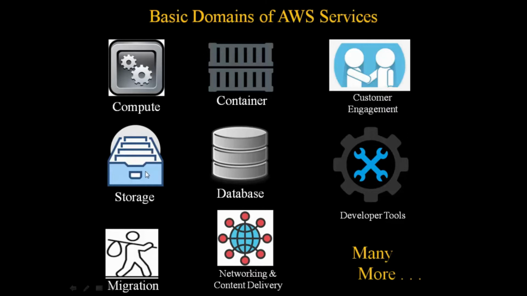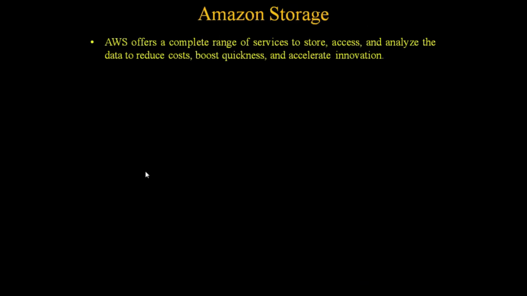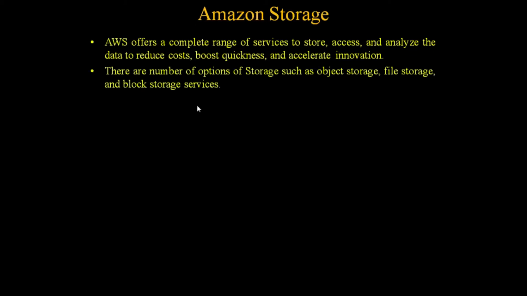Now today in this video we are going to discuss in depth the storage domain. In the storage domain we have a number of services, and we will discuss all of them in detail. So first of all, what is the use of a storage domain? AWS offers a complete range of services to store, access, and analyze data to reduce cost, boost quickness, and accelerate innovation. There are a number of storage options such as object storage, file storage, and block storage services. Amazon provides a number of services based on object storage, file storage, and block storage. So let us look at which kinds of storage services are provided by AWS.